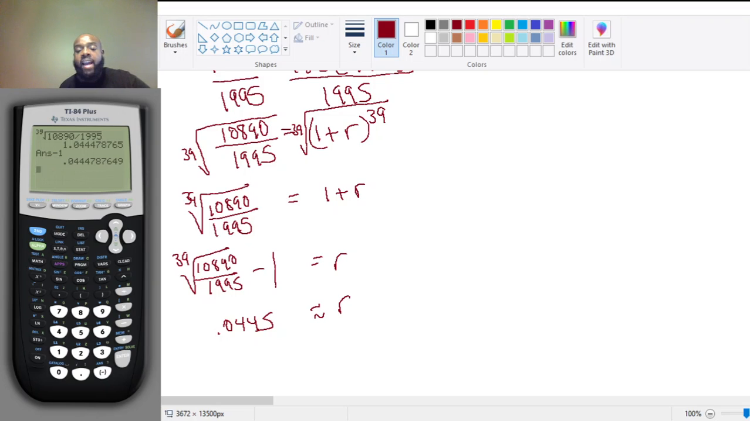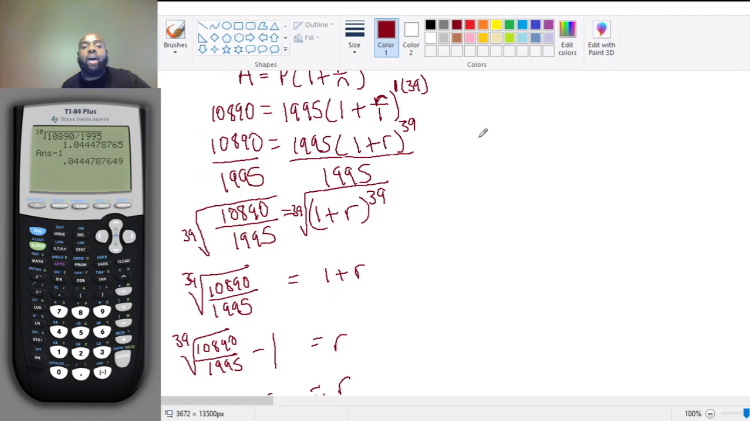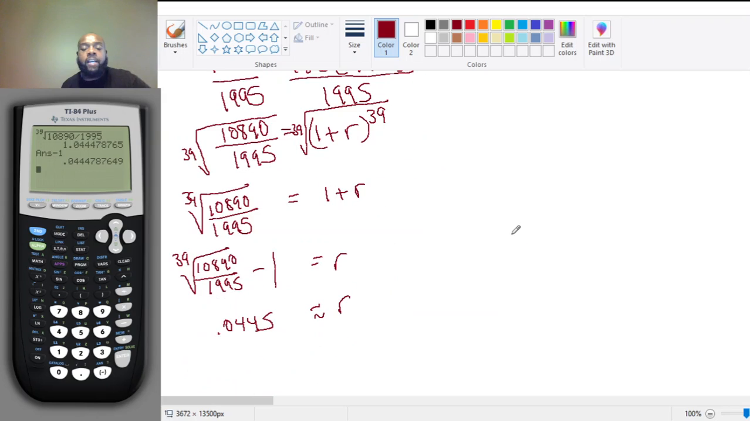0.0445, yes. And so what we want to do is round that to the nearest tenth of a percent. Remember, when you change the decimal to a percent, you multiply by 100. So that's approximately 4.447, whatever. If I move it 2 places to the right, this 4 would not round up to a 5 here. So I'm going to say that's 4.4%.